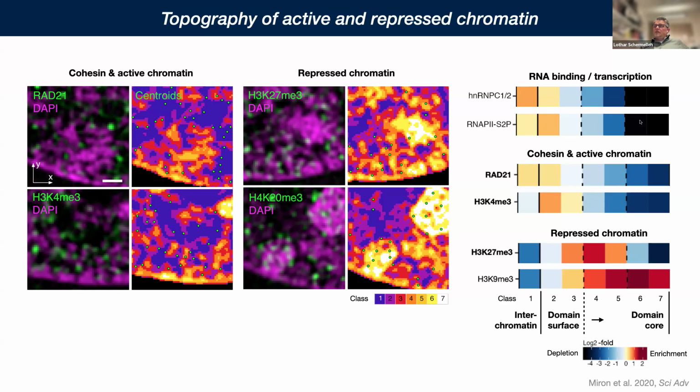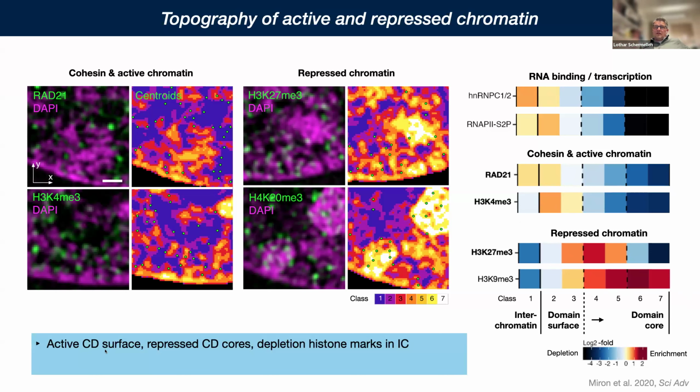And then we can see this enrichment of, say, polymerase 2 here and HNRNP at this interchromatin and perichromatin side. H3K4 is very much enriched at this very outer surface, but depleted in interchromatin space, as you would expect for a histone mark. And then repressed chromatin marks locate further to the inside. So basically we have these active surfaces, repressed cores.